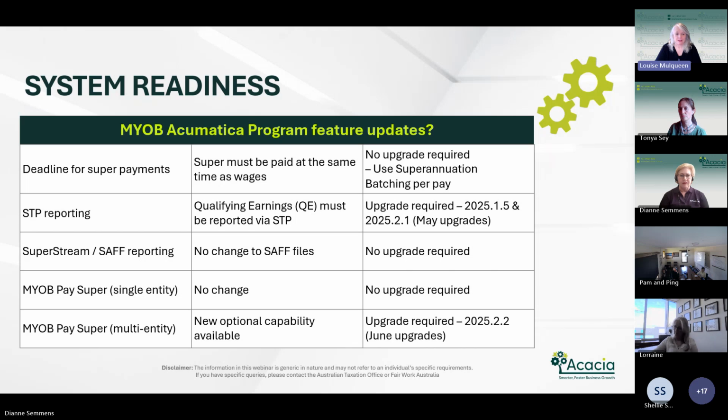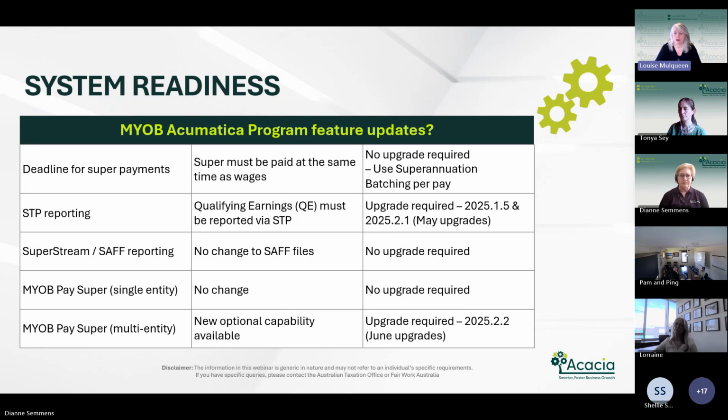For MYOB Pay Super, which is one of the clearinghouse options for you if you are considering moving to a different clearinghouse, the Payday MYOB Pay Super, as Tonya mentioned, is part of the MYOB subscription, so there are no additional administrative charges for that. And it currently works fine with sending a superannuation batch directly to Pay Super.